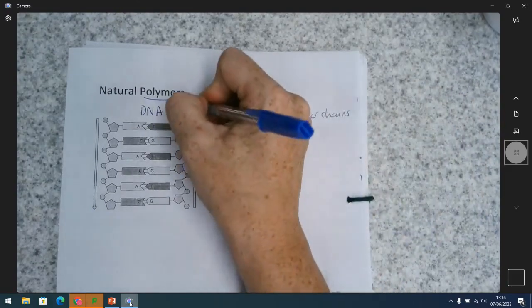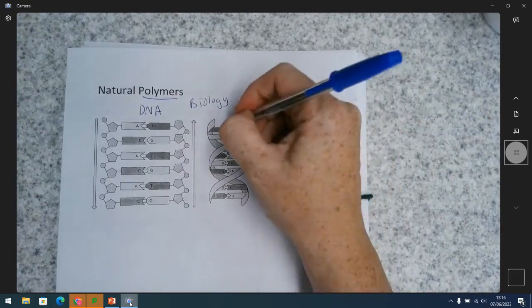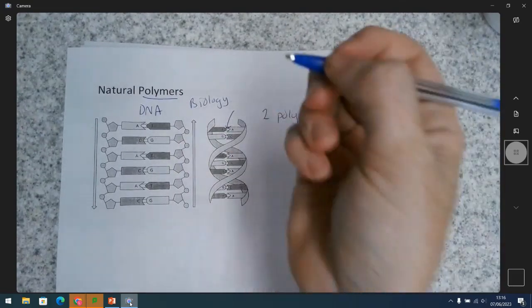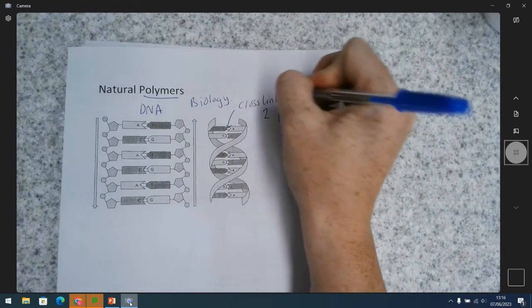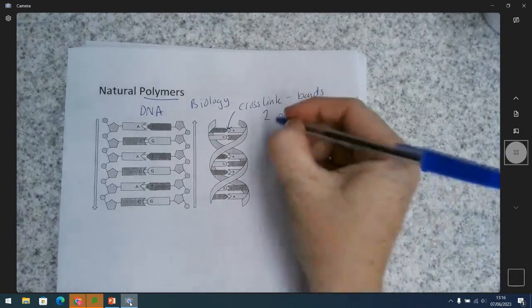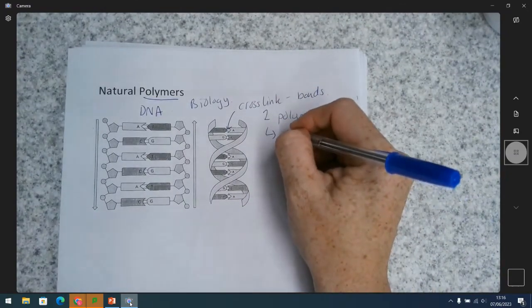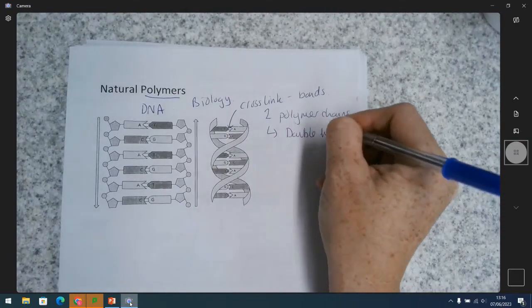And this links to biology. And the two polymer chains are actually held together by crosslinks. Now that's actually bonds. So they're held together like that. And they form as a result a double helix.